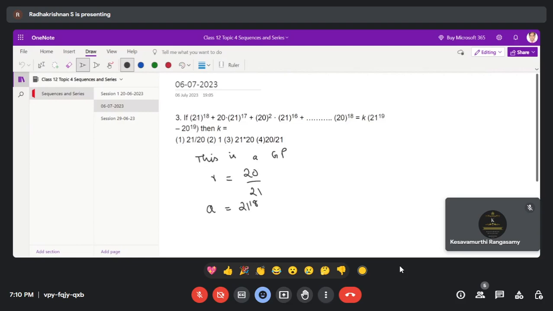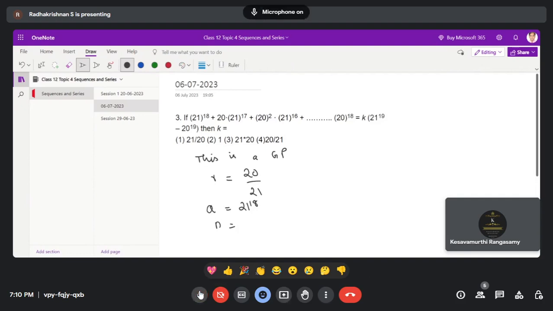So how many terms are there? As far as the powers of 21 are concerned, it starts with 18 and goes up to 0. As far as the powers of 20 are concerned, it starts with 0, because 20 power 0 is the first term. Next it becomes 20 power 1 and so on. The last one is 20 to the power of 18. So that means 0 to 18. So how many terms are there? Sahana, can you tell me how many terms are there?